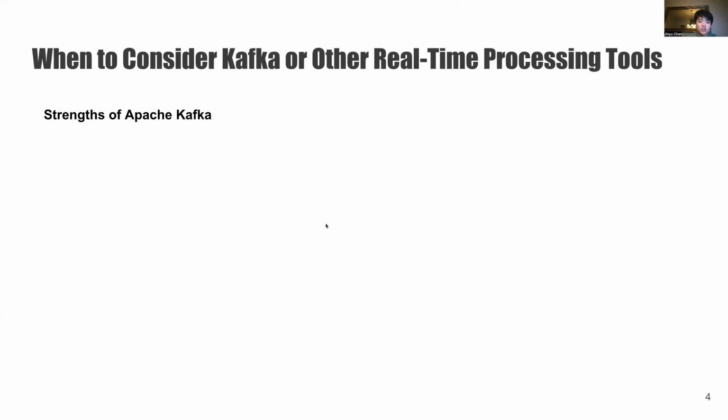Strengths of Apache Kafka. Apache Kafka provides real-time data streaming. It has low latency and high throughput. Kafka is designed for real-time data processing, allowing data to be ingested, processed, and analyzed with minimal delay. Compared with Apache Airflow, which has a scheduler that schedules your task to be executed, it is not real time. It may be delayed. But Kafka provides you with minimal delay. So this is the bigger difference.